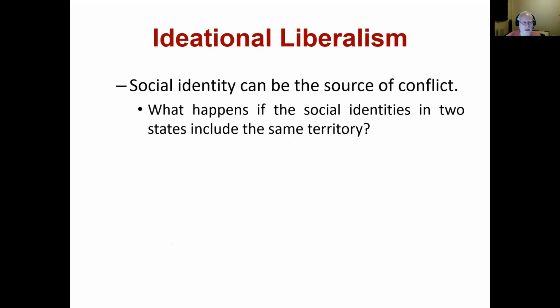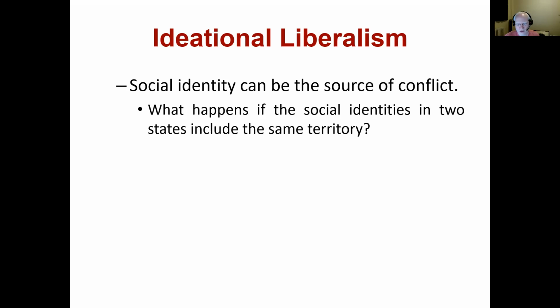Social identity could also be a source of conflict. So what happens if two different social identities in two states include the same territory? Who we are, where we belong, and what's owed to us. What if two states say, this territory belongs to us, right? This is French territory, this is German territory.